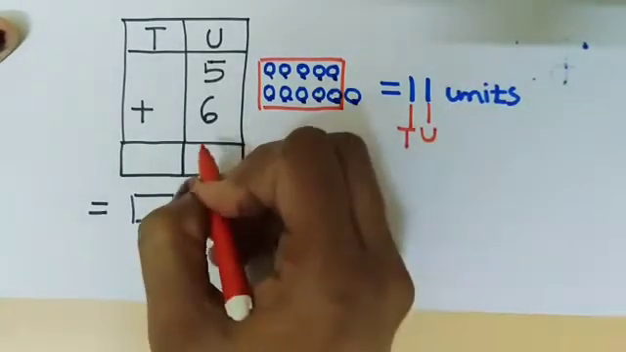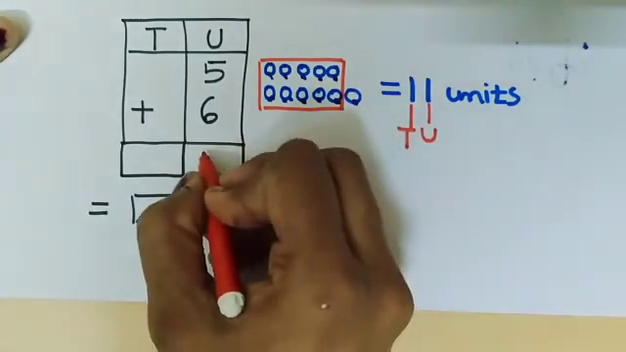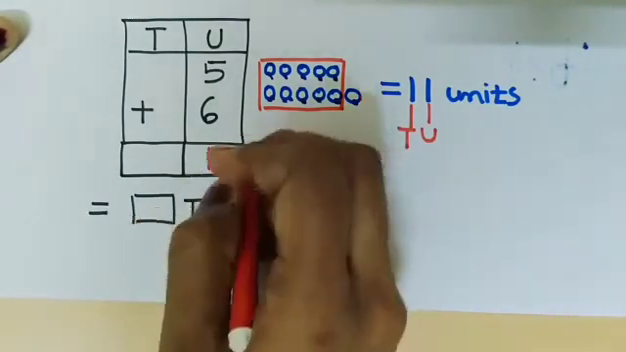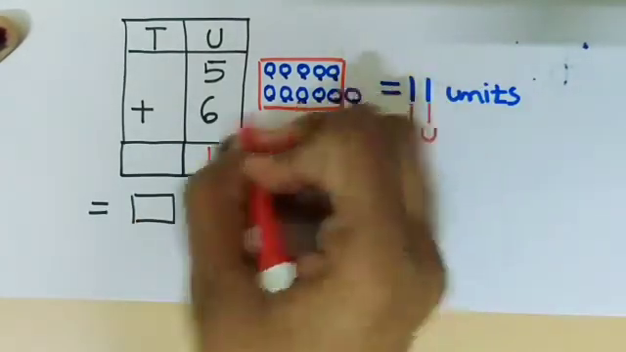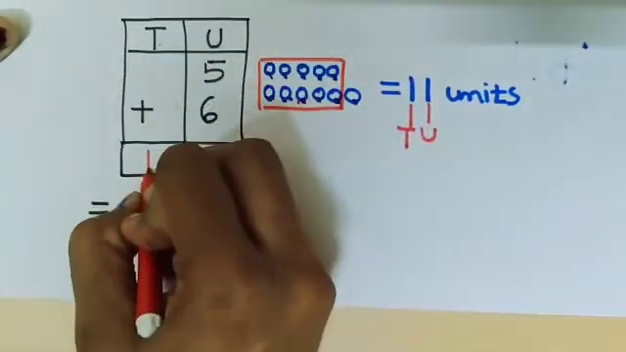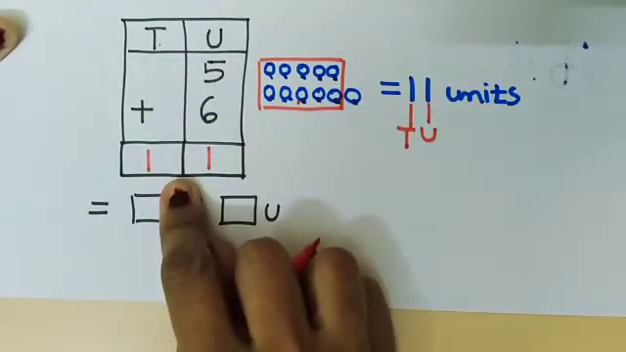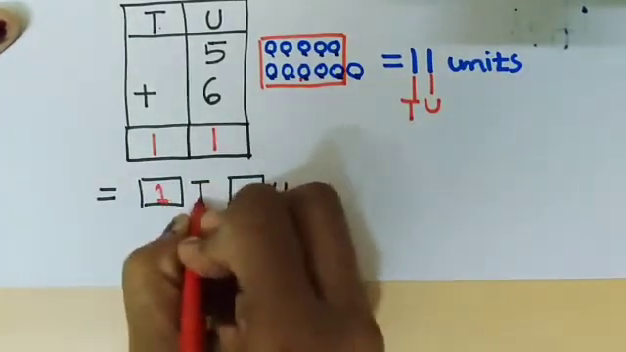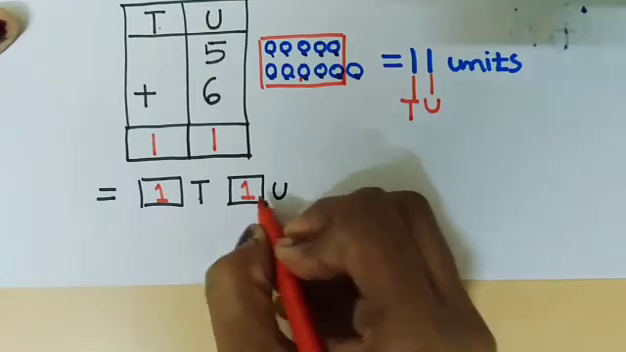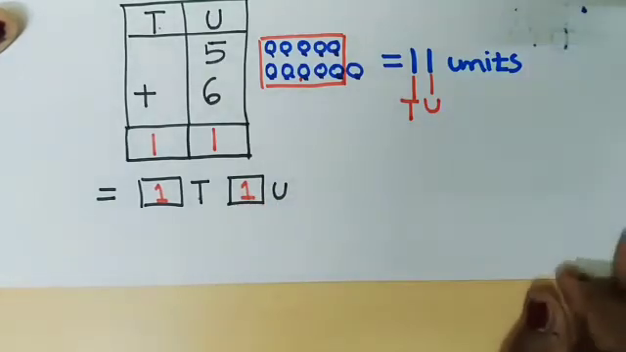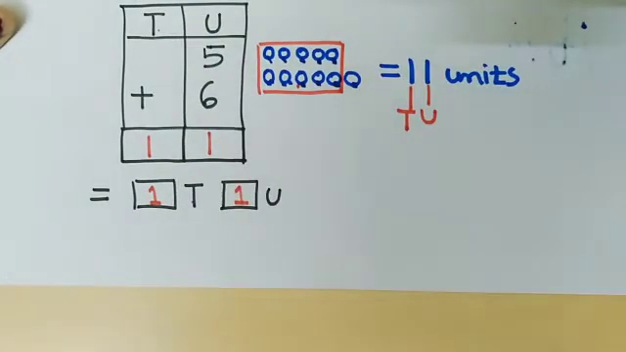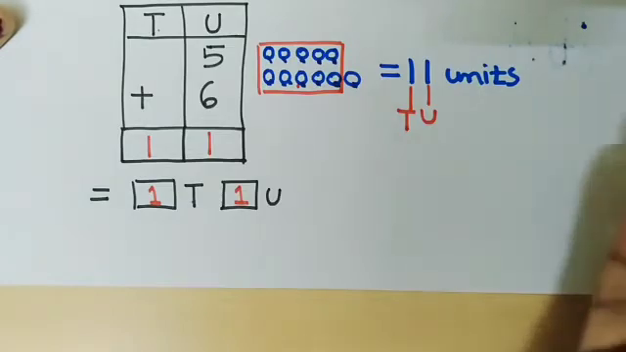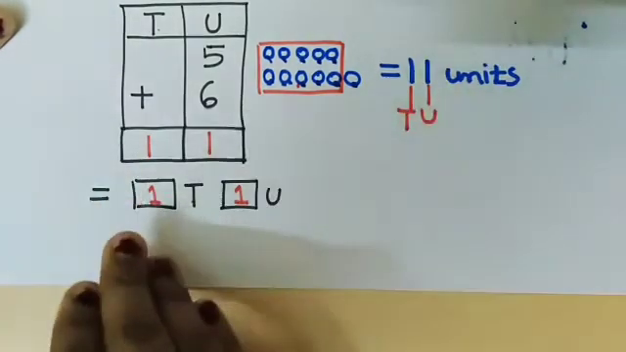So how to write here? You have to write 1 in the unit column and 1 ten in the tens column. So we will write here 1 ten and 1 unit. Like that you have to make a bundle of 10 to move it from the unit place to the tens place.